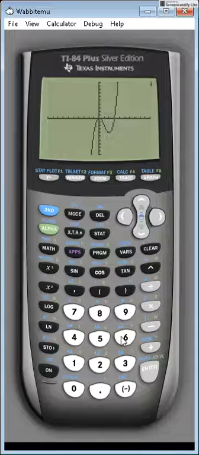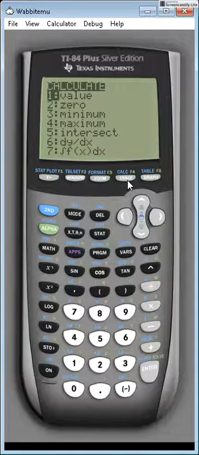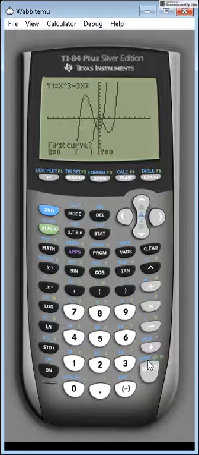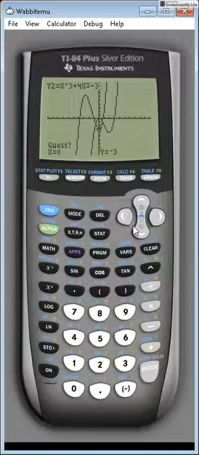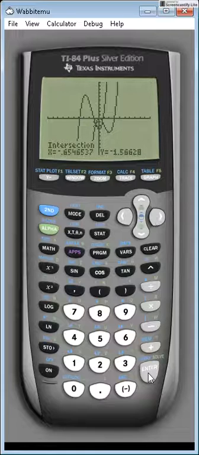And say I want to calculate intersection. And it's going to say first curve, you hit enter, it'll jump to the second curve, you hit enter, and then it'll say make a guess. So you want to move close to the point where you want to make a guess, and you can solve the intersect at that point. You do the same thing for that one. And there may be another one way down here.